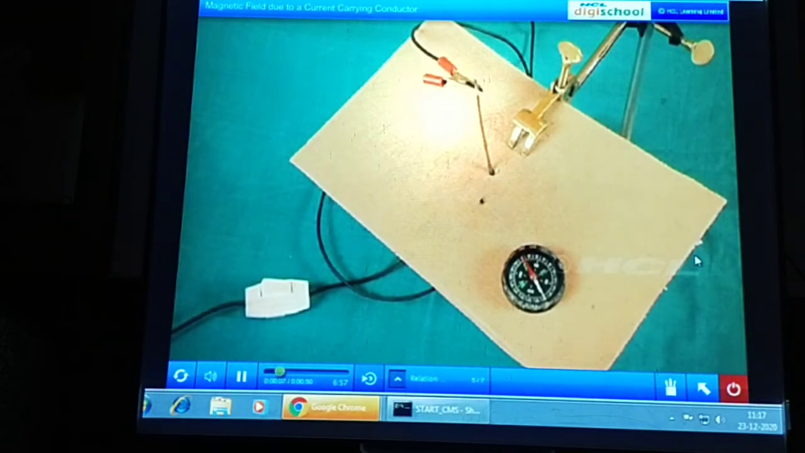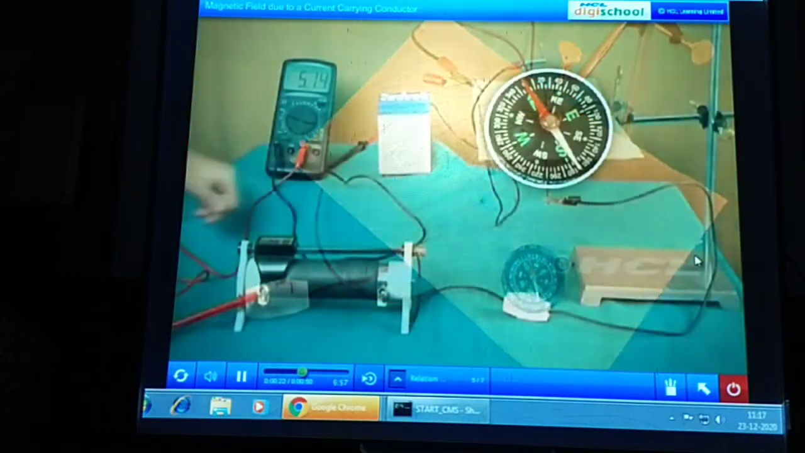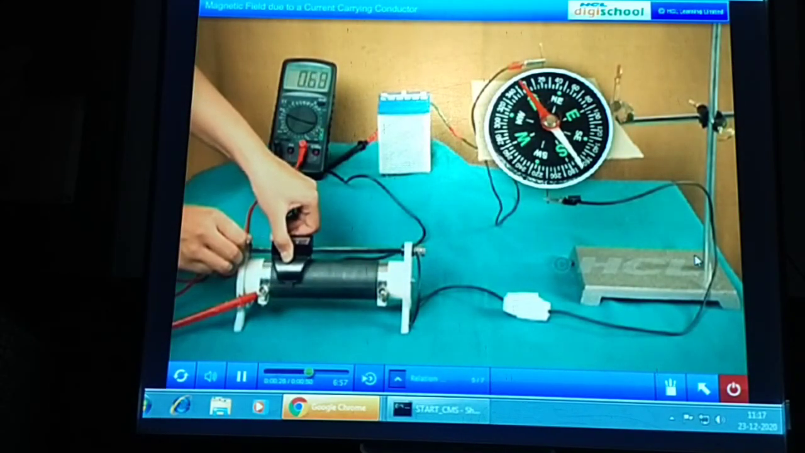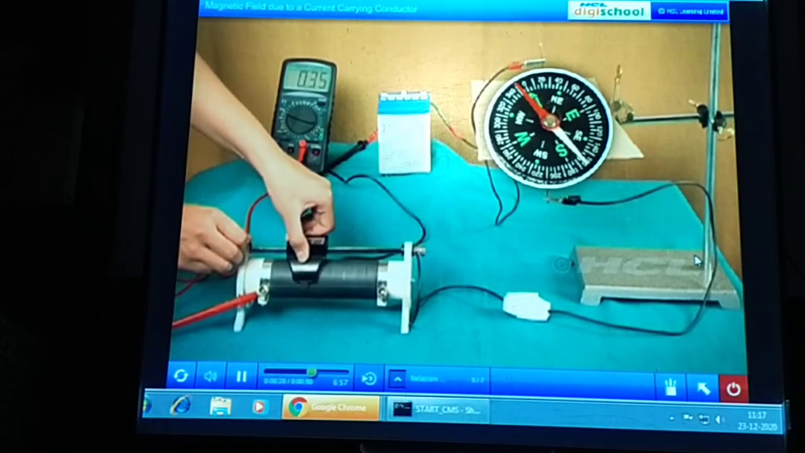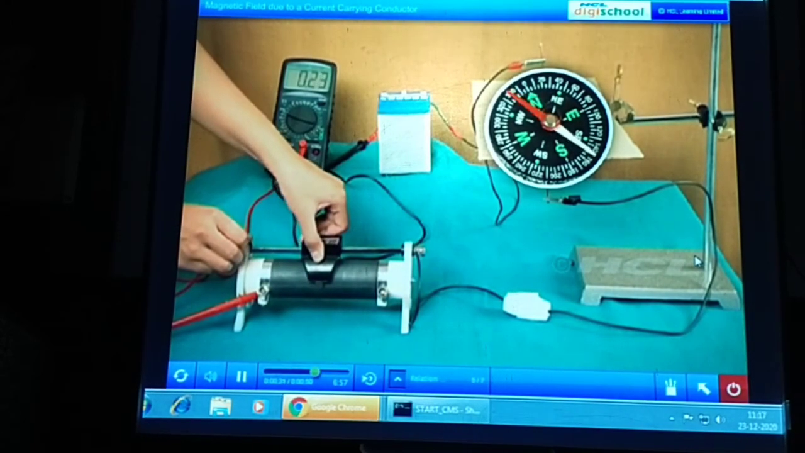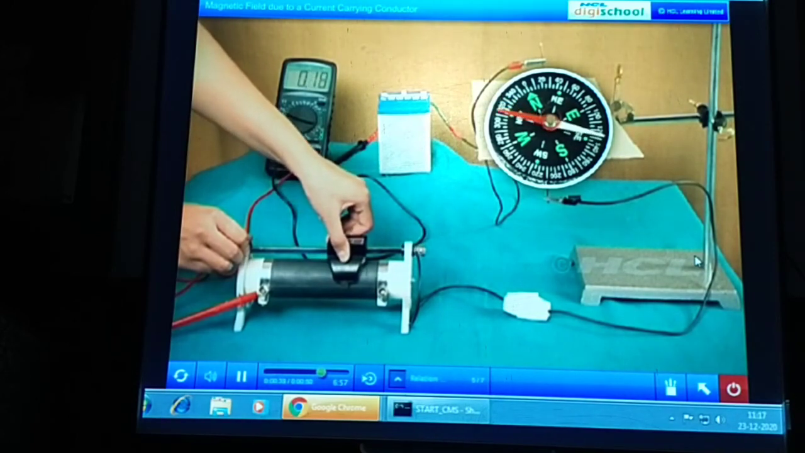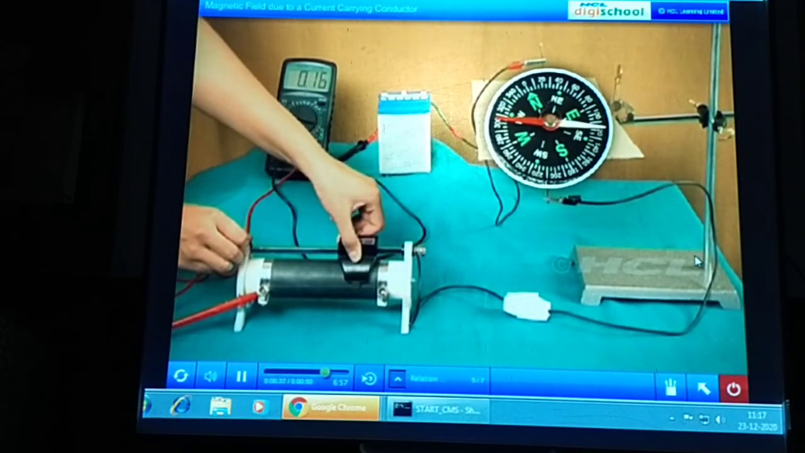Let us now keep the position of the compass fixed over here, so that the distance of the compass from the conductor is constant. Switch on the circuit. The compass needle deflects. Adjust the rheostat to reduce the amount of current. The compass needle shows lesser deflection now than before. So, the strength of the magnetic field decreases when the current decreases, and vice versa.